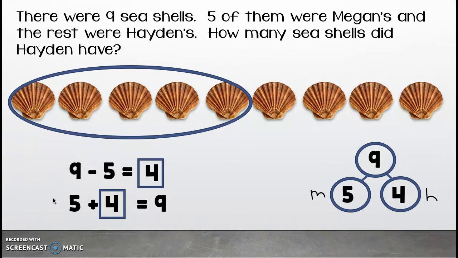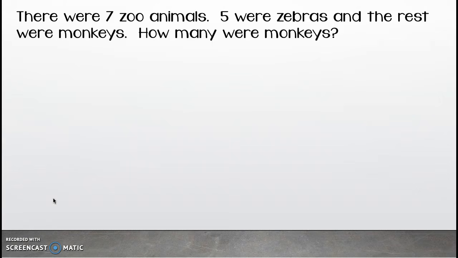Okay, let's try another one. There were 7 zoo animals. 5 were zebras and the rest were monkeys. How many were monkeys? Friends, I'm going to have you go ahead and do this with me. So can you press pause, get your dry erase board and your marker, and get ready to go.